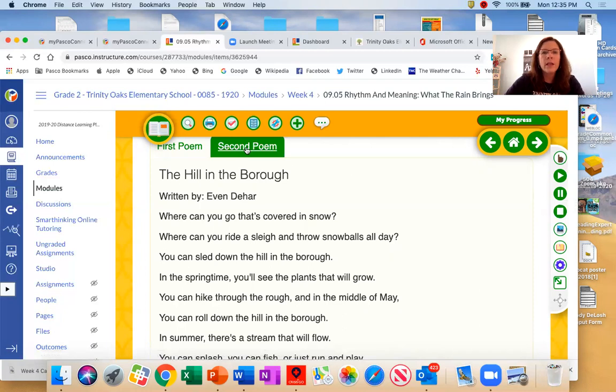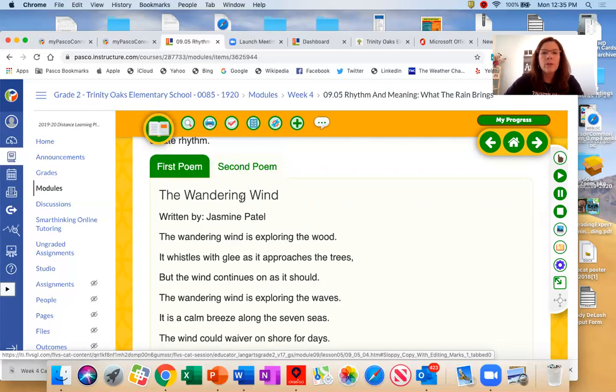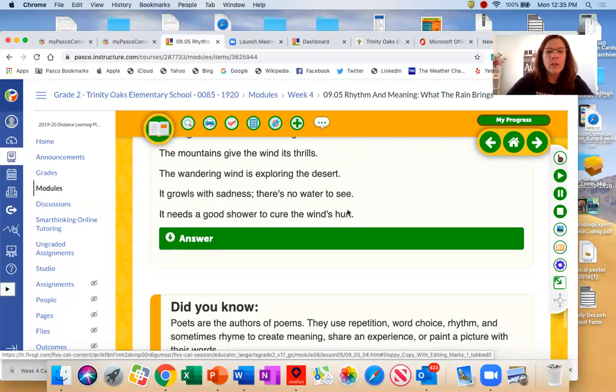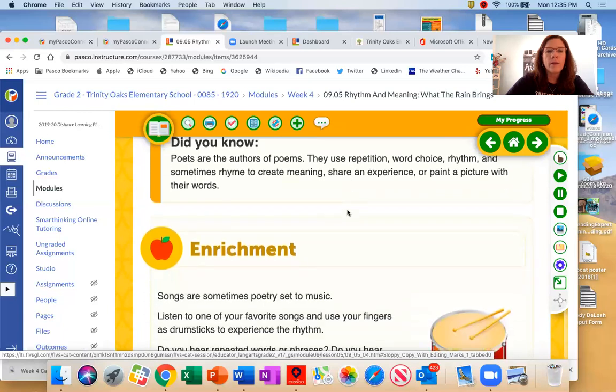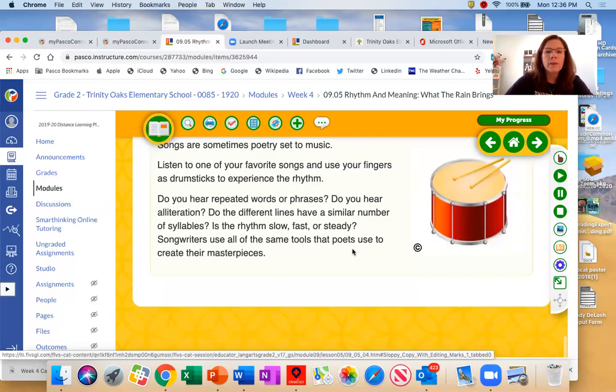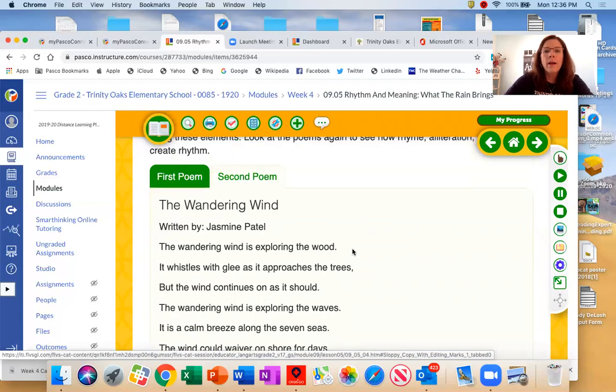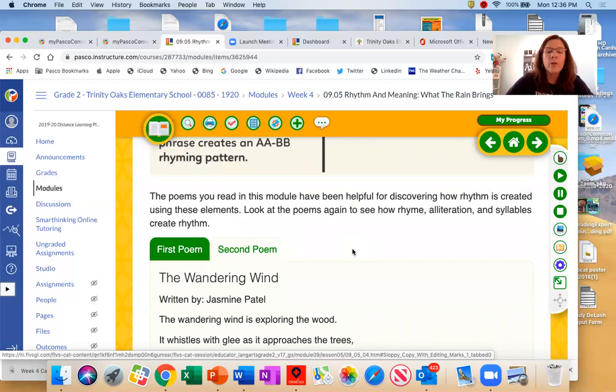Look, here's a second tab. There's going to be a second poem. So you click on this second tab right here, and there's a new poem, The Wandering Wind. Same thing, you're going to want to read through this poem, and then you're going to want to talk about these poets, some are authors of poems, and what a poet does. And then we talk about some enrichment. So if you want to go above and beyond, there you go. Now that you're done with that page, because you have read both the first and the second poem, you can go next.